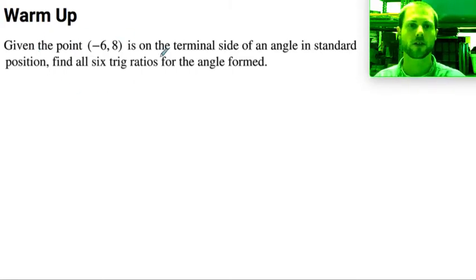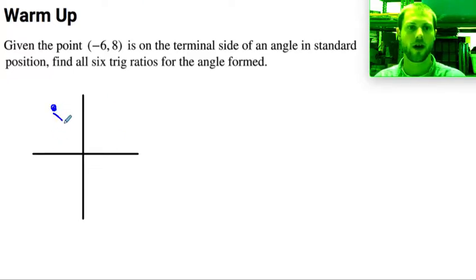Given the point -6, 8 is on the terminal side of an angle in standard position, find all 6 trig ratios for the angle formed. So this is one of those scenarios where we are going to be positioning on the xy axis where this point actually is. -6, 8 is somewhere around here and is on the terminal side of some angle.